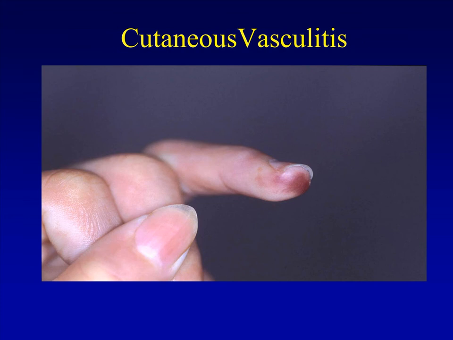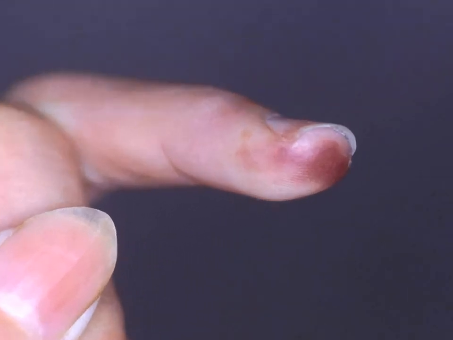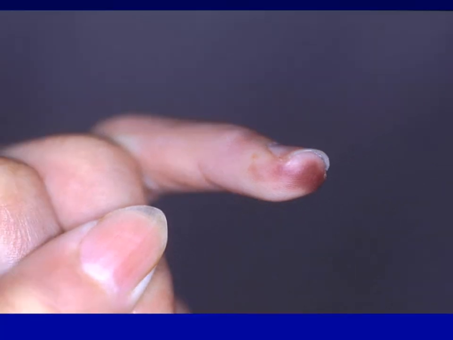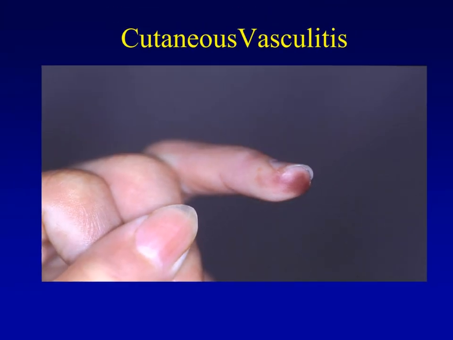Cutaneous vasculitis is very common in SLE, and as you can see here, there is discoloration of the tip of the pulp of this patient's finger, which is non-blanchable. A point of note is that this is not specific for SLE, so cutaneous vasculitis can be seen in other autoimmune conditions. It is, however, relatively specific for an autoimmune condition. One must, however, also not forget to exclude subacute bacterial endocarditis in these patients.